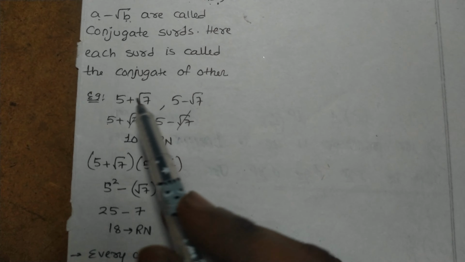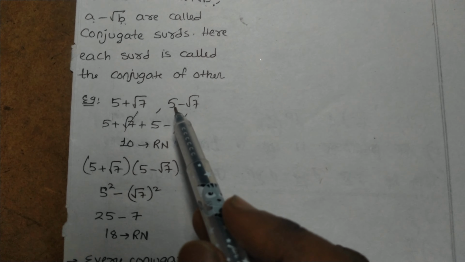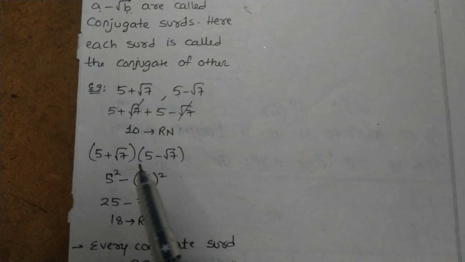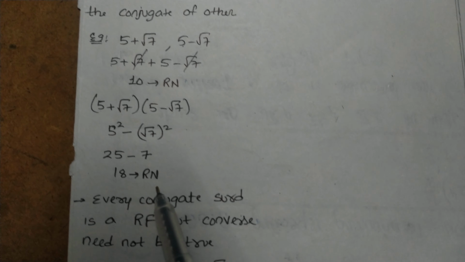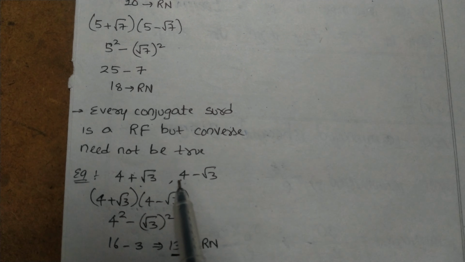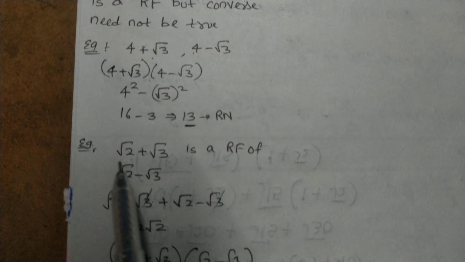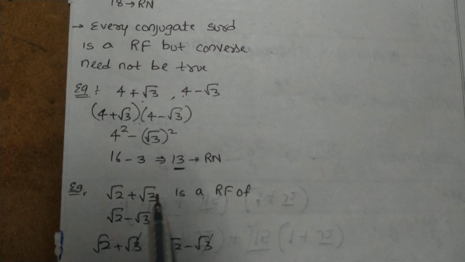Here, 5 plus root 7, the conjugate is what? 5 minus root 7. Is that clear? 5 minus root 7 is the conjugate. How did we check it through multiplication? We got a rational number. That is up to here. Here also the same thing, 4 plus root 3. What is the conjugate of this? 4 minus root 3. Here also root 2 plus root 3, but it is not in the form of a plus root b.